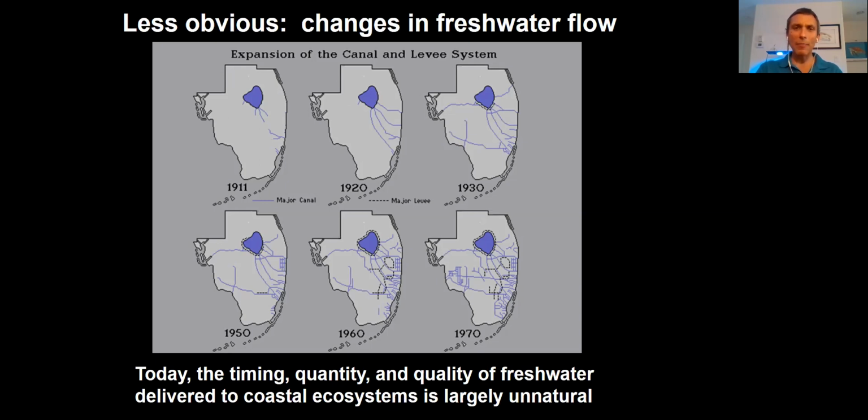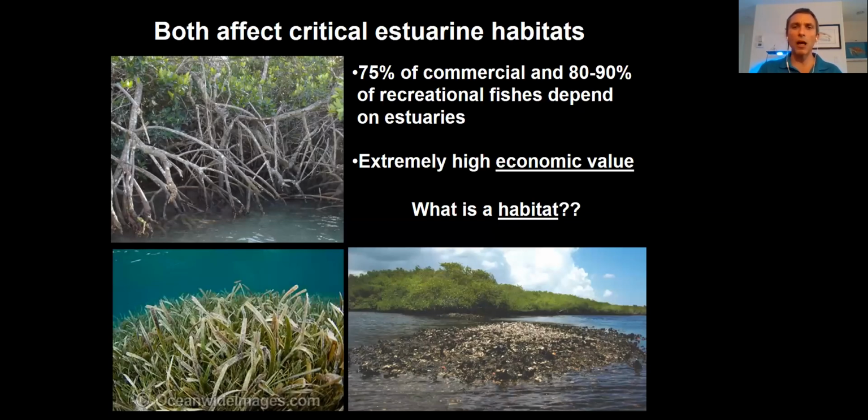So when we think about habitat loss, whether it's the physical loss of shorelines and reefs or that alteration of water quality, both of those affect critical estuarine habitats, things like mangrove forests, seagrass beds, and oyster reefs. And these are important places. Roughly 80 to 90% of the saltwater fish we like to go fishing for fun, and about 75% of commercially harvested fish rely on estuaries at some point during their life cycle. So estuaries are really important places, particularly from an economic perspective.